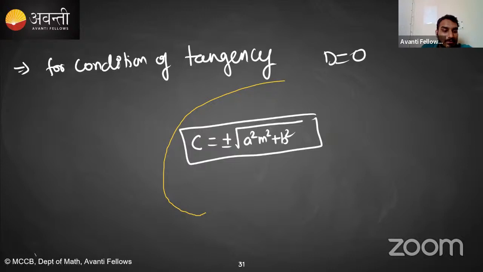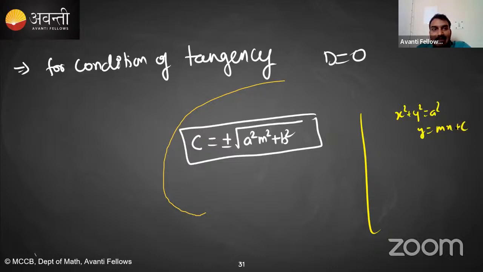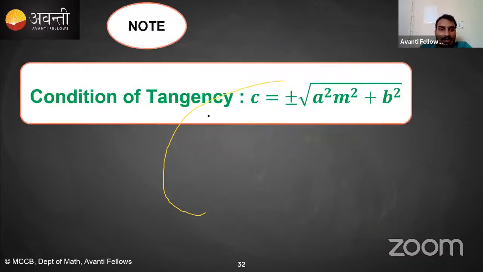In case of circle, can anyone tell me what the condition of tangency was? The circle was x square plus y square is equal to a square and the line was y is equal to mx plus c. Yes, it's simple. In the case of circle, c is equal to plus minus a times under root of 1 plus m square. And you can get that from here too: in case of circle, a square and b square are equal, so a square m square plus a square, take a square common, and we get a times under root of 1 plus m square. Is this clear? So the condition of tangency is c is equal to plus minus under root of a square m square plus b square. Very, very important formula.